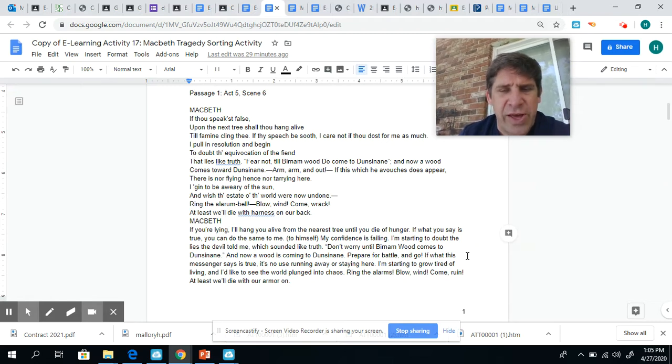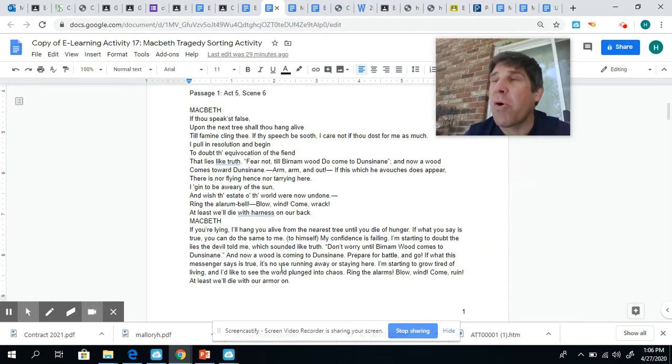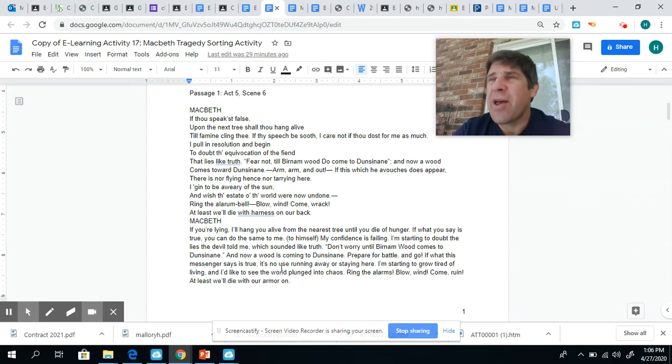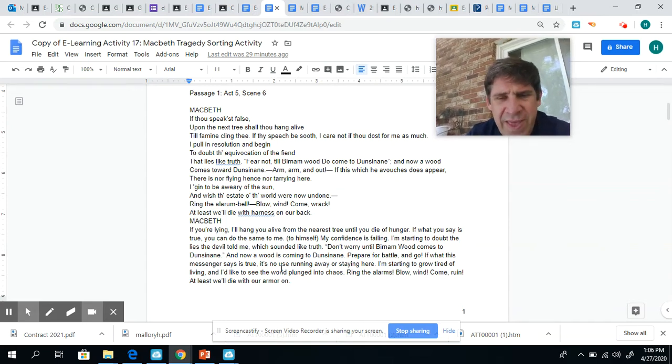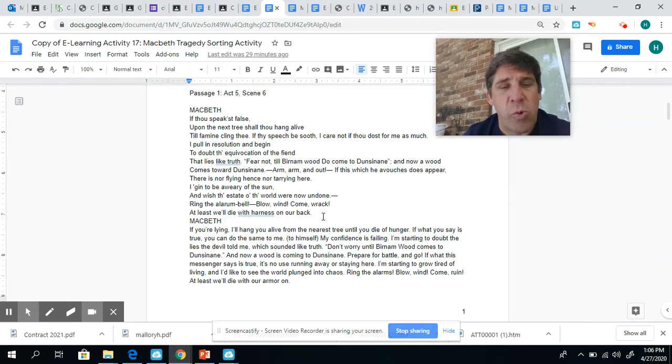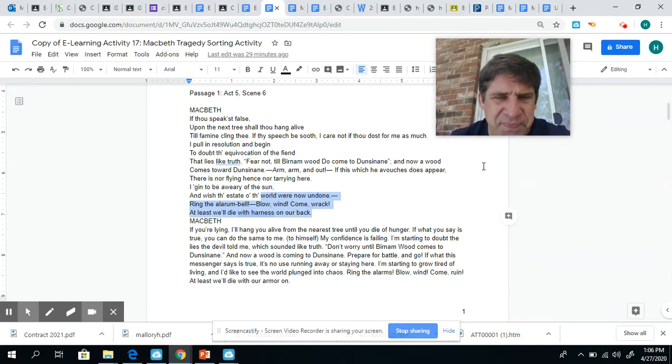He says, essentially, don't worry until Birnam Wood comes to Dunsinane. He's repeating the witches' prophecy. And now a wood is coming to Dunsinane. Then he starts screaming. He says, prepare for battle. Ring the alarm bell. Blow wind, come wrack, at least we'll die with harness on our back.